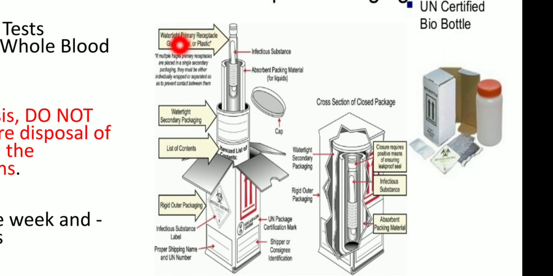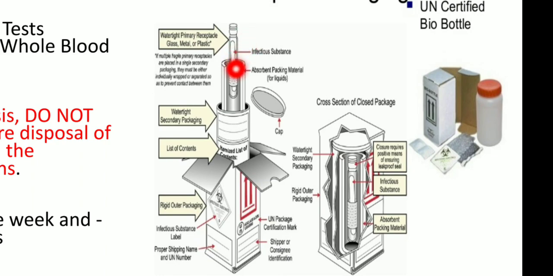You have a primary receptacle, which is a leak-proof receptacle containing the specimen. It should be ensured that this primary receptacle does not have any cracks or leaks. It must preferably be made of plastic and must be screw capped. The receptacle is packaged with enough absorbent material like sponge to absorb all the fluid in case of breakage or spillage.